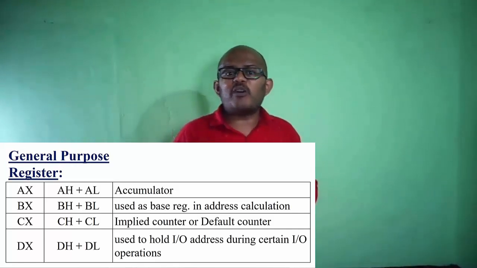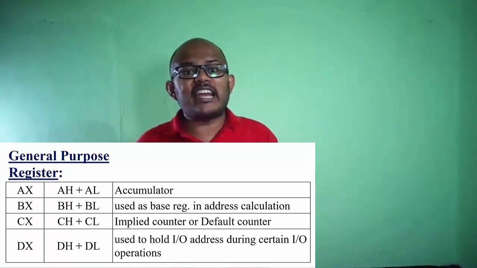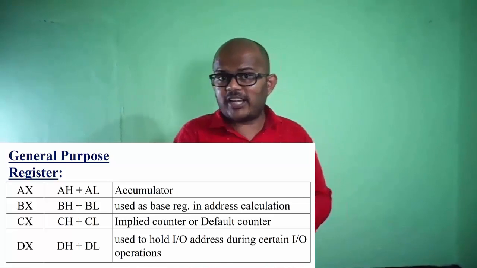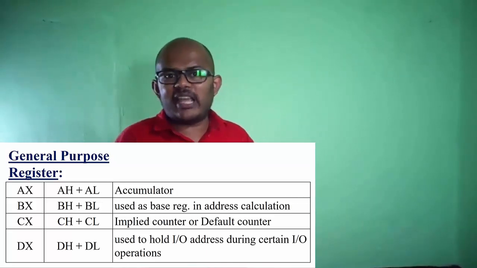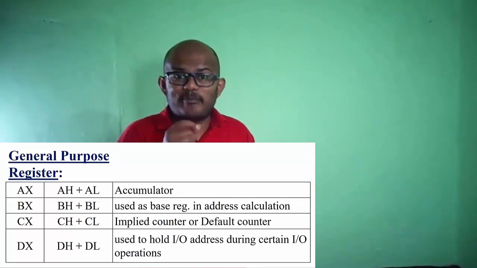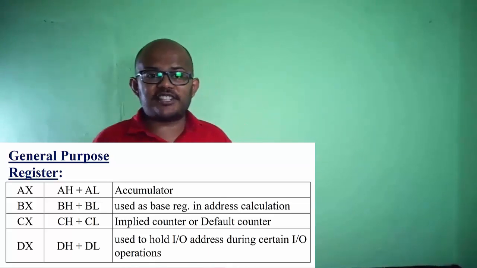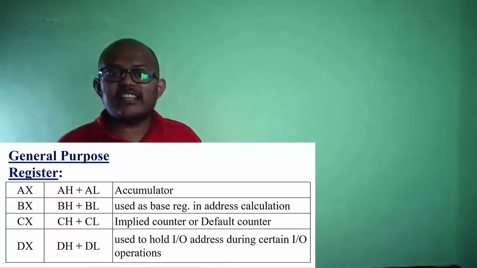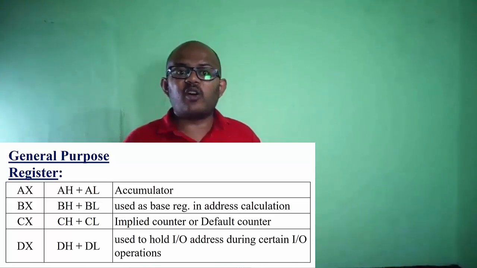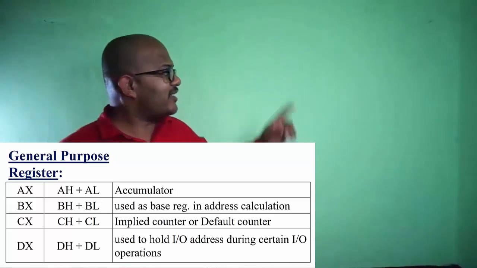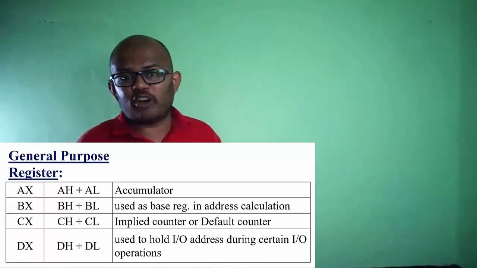Whenever you are performing any arithmetic operations, straight away you can make use of the accumulator, nothing but the AX register. Now, the BX register is used as a base register for address calculation. CX register acts like a default counter, or implied counter, or implicit counter. So your CX register will be acting like a default counter.